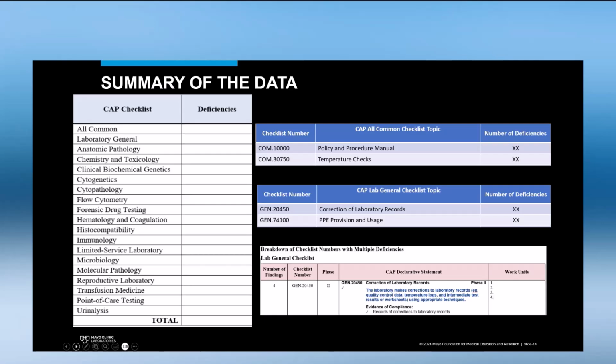You can also break it down into checklists with multiple deficiencies. So in this example, I've got 4 findings for GEN.20450. Fill out the verbiage from the CAP checklist, because nobody looking at your report is going to have memorized what GEN.20450 is, and then list out those laboratories that had that finding.